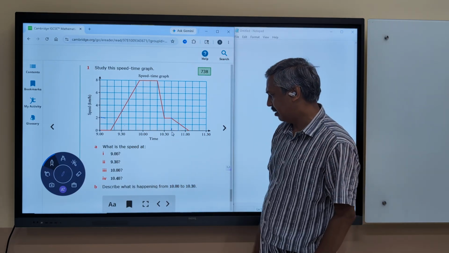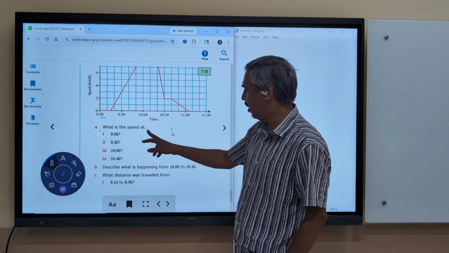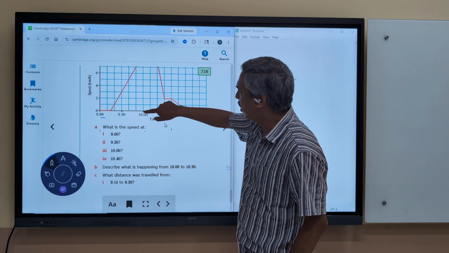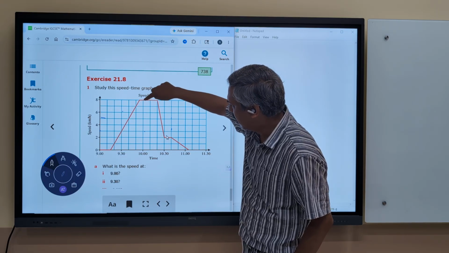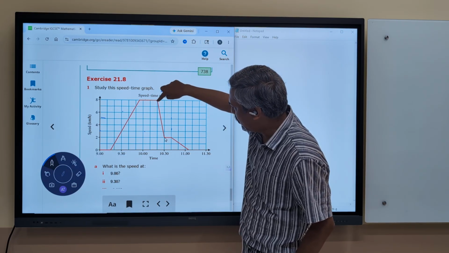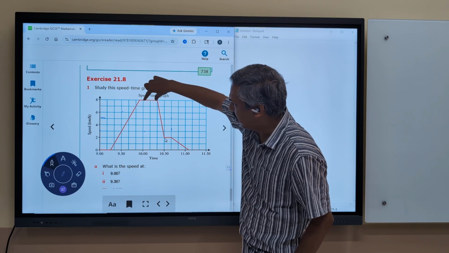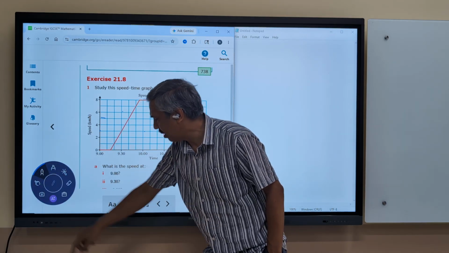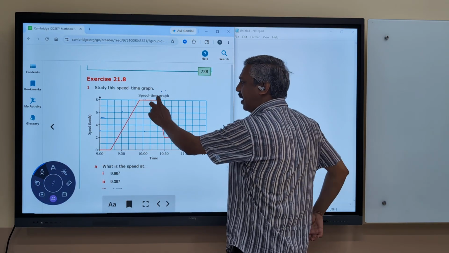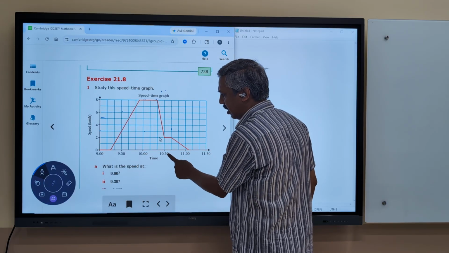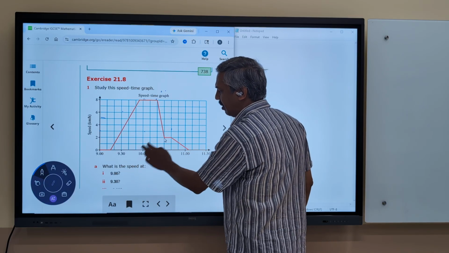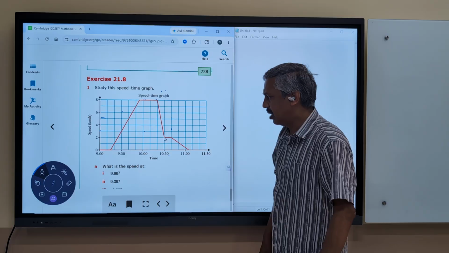Describe what is happening from 10 to 10:30. From 10 to 10:20, the speed is constant. At 10:20, the brakes are applied and the speed is falling down till 10:30. This is what is happening from 10 to 10:30. Next question.